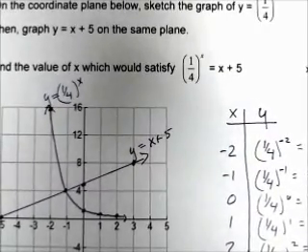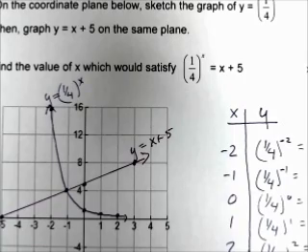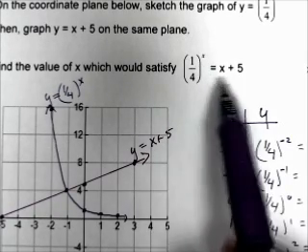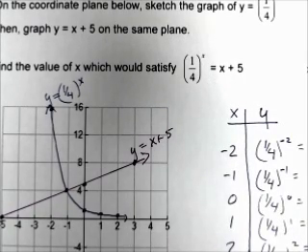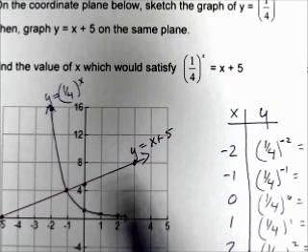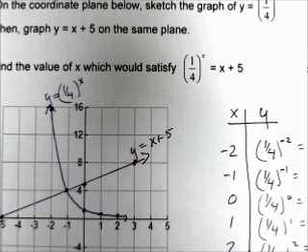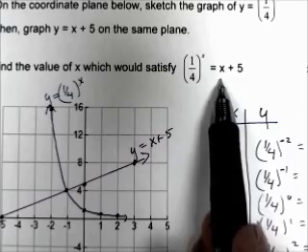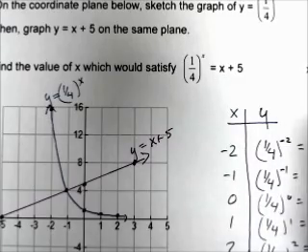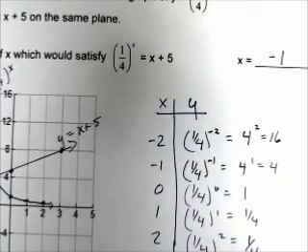So if we want to find the value of x which would satisfy the equation 1/4 to the x equals x plus 5, we're looking for the intersection of the two graphs, right? And the intersection of the two graphs is at the point negative 1, 4. So we want the x value. Our x value is negative 1. So that's our answer.